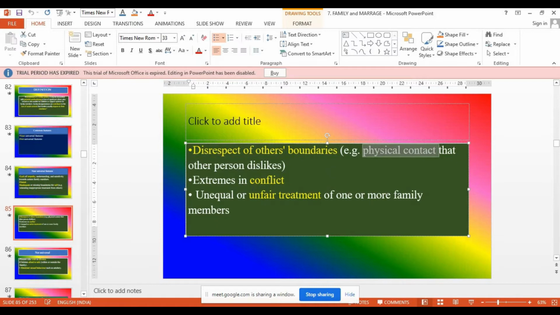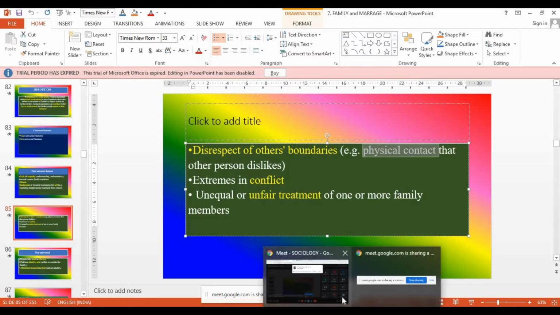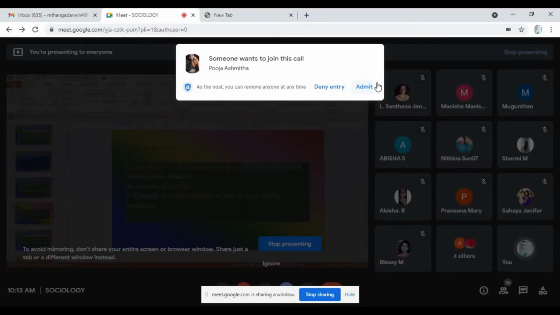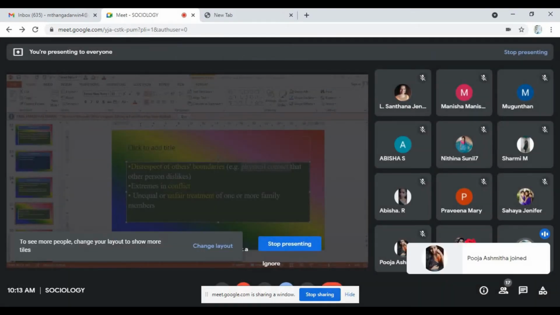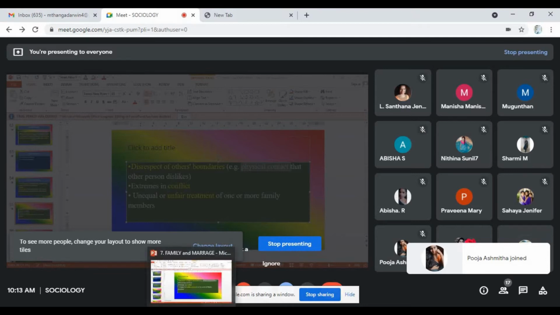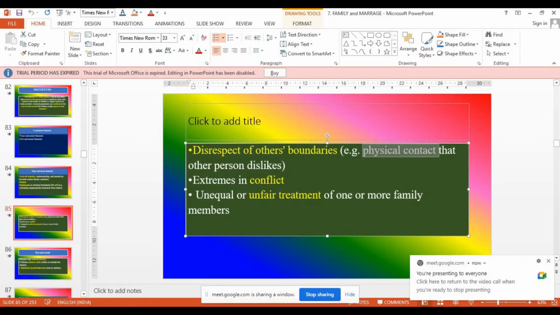Next, extremes in conflict. We already learned in social process about healthy conflict and unhealthy conflict. Every family has conflict, but over-conflict ends with a breakdown of the relationship. So family disorganization may have over-conflict or unhealthy conflict.